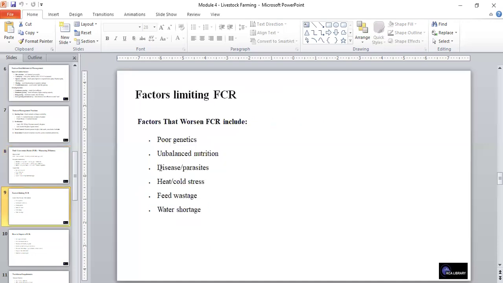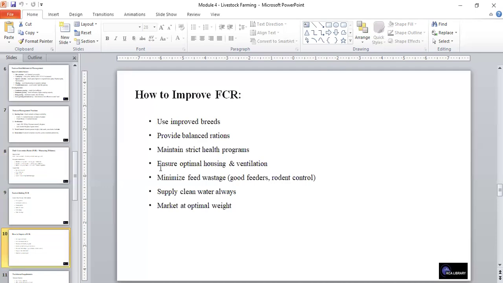What are the factors limiting feed conversion ratio? We have poor genetics, unbalanced nutrition, disease and parasites, heat or cold stress, feed waste, water shortage. However, to improve feed conversion ratio, you need to use improved breed, provide balanced rations, maintain strict health programs, ensure optimal housing and ventilation, minimize feed wastage, supply clean water always, and market at optimal weight.